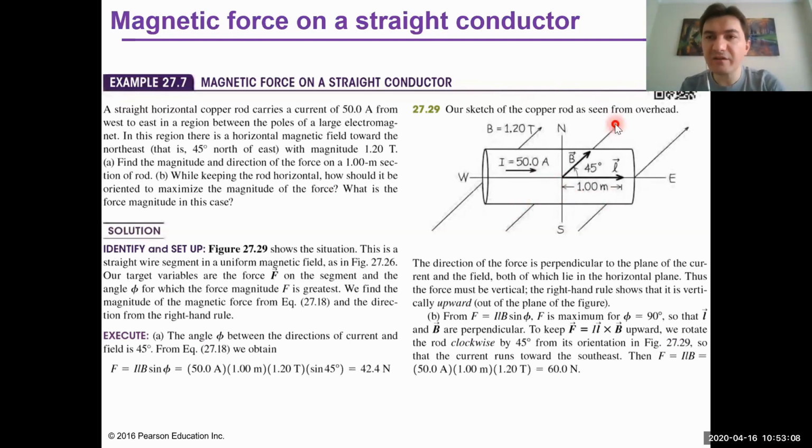So the question is how you can increase the magnitude of the force. So what you have to do, we will discuss this. So the force is given by that expression, I times current here, length, which is given, and times B, which is given, sine phi. Phi is also given. Then here we have force 42.4 Newton. Okay.